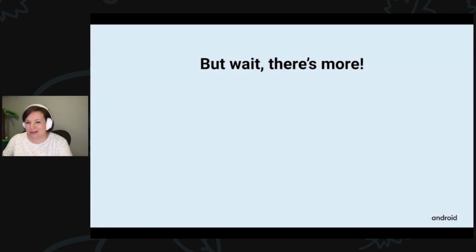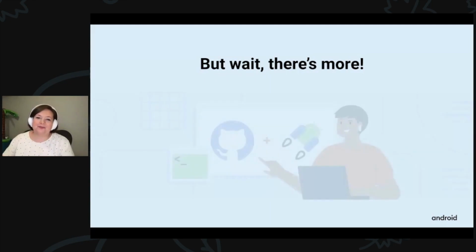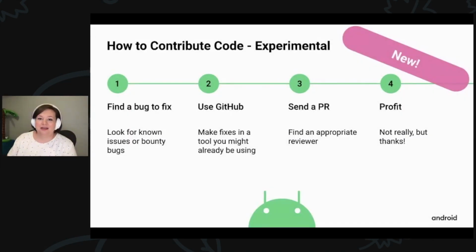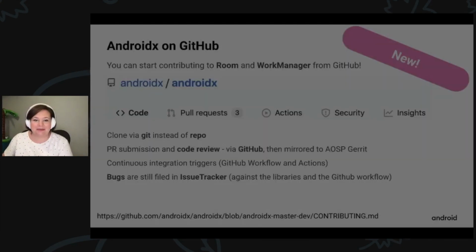But wait, there's more. It seems like there could be an easier way to do this, right? This morning, we announced that we on Jetpack are beginning a project to meet developers where they are, and that's GitHub. I've showed you the official process, the lighter weight process, and here's the experimental process. You can now use GitHub to make fixes and send PRs for certain Jetpack libraries.